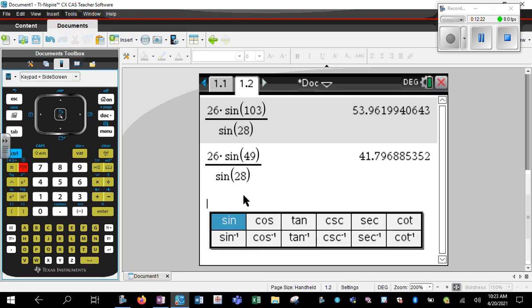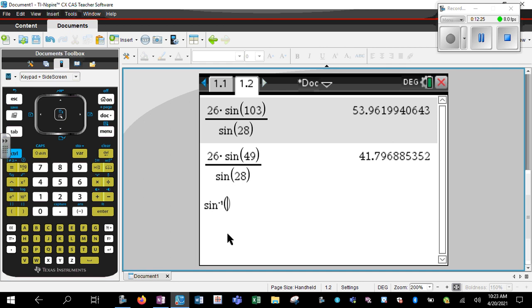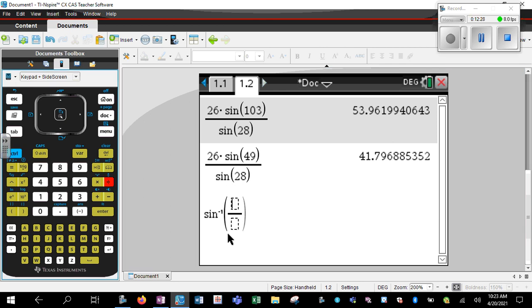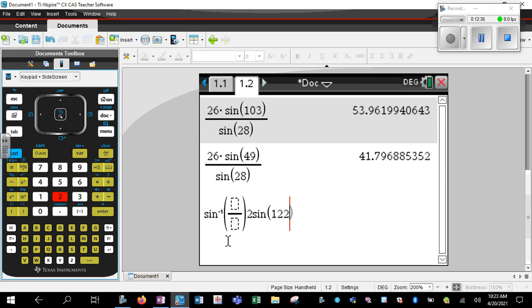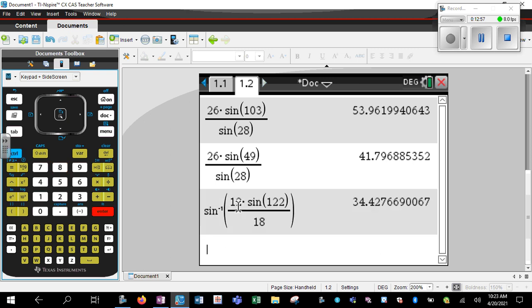So inverse sine. Sine button, sine to the -1. So inverse sine, put your fraction in there so we can go ahead and get that value. So that's 12 sine of 122 degrees, divided by 18, gives us an angle value of 34.4 degrees.